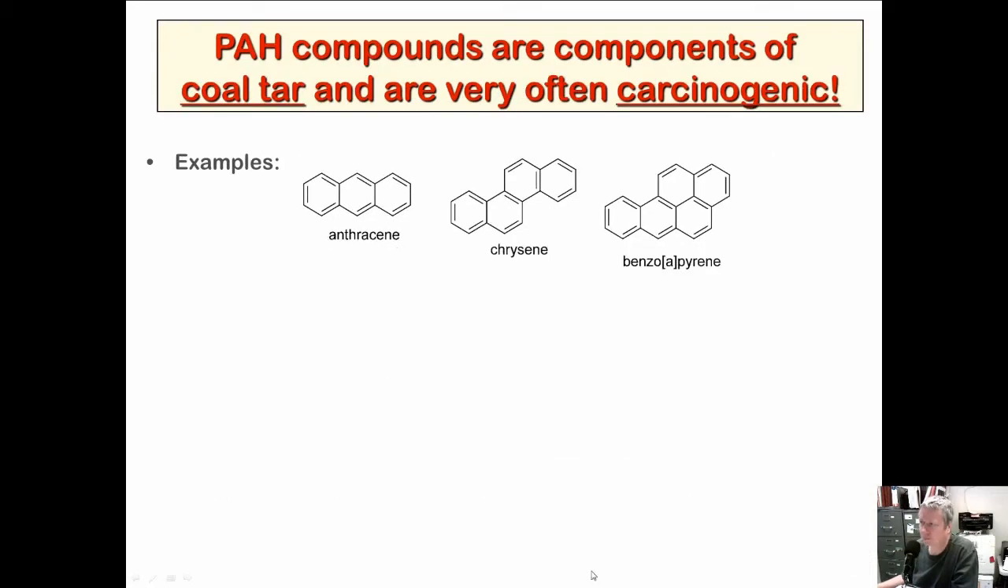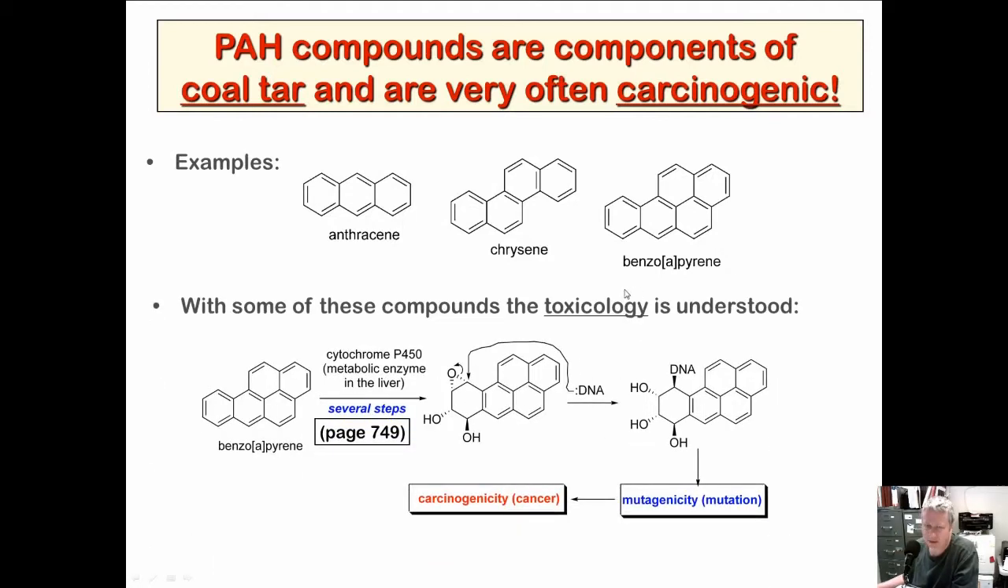Here's some more. A lot of these are found in coal tar, and they are very carcinogenic. A couple of them are anthracene, chrysene, and benzo[a]pyrene. Some of these actually intercalate into your DNA. So you know your DNA alpha helix, and the molecules will sneak into the helix and attach to it, and that's really bad for your long-term survival as a human, and that is partially why they're carcinogenic. Okay.